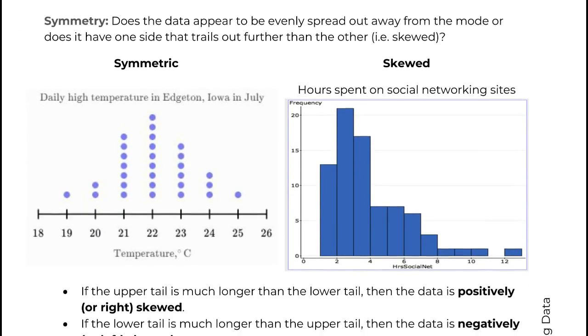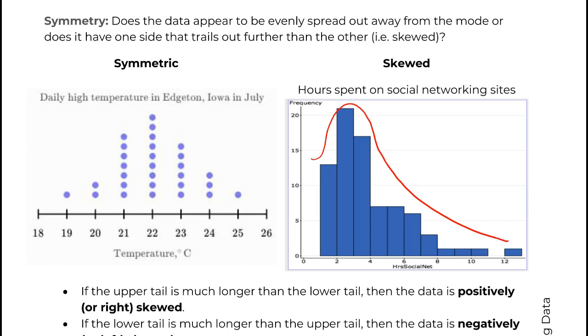Symmetry is all about how our data is spread out from that center that we talked about. So symmetric, something like this is fairly symmetric. It doesn't need to be perfect, right? But we have something that is fairly symmetric versus something skewed, where we have our center and then we have this long tail off to the side.